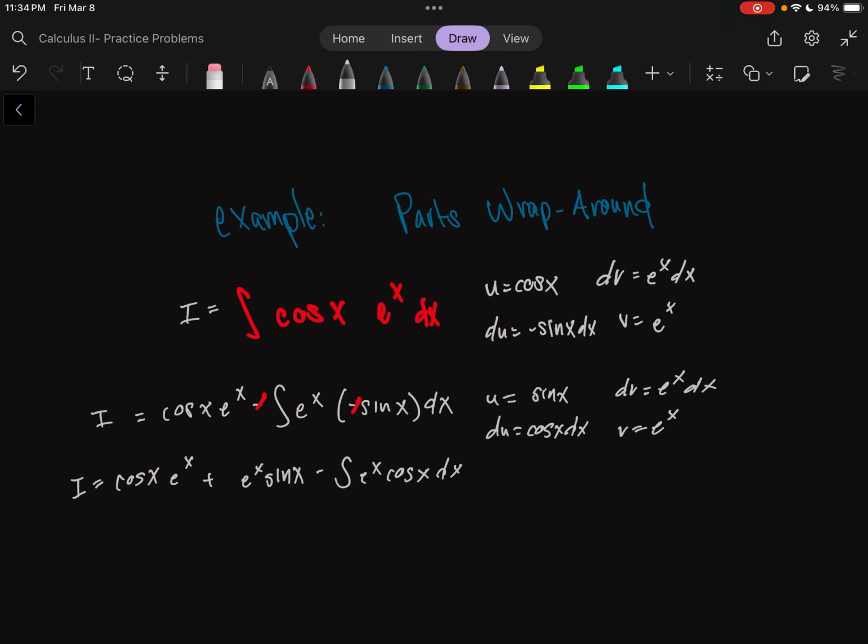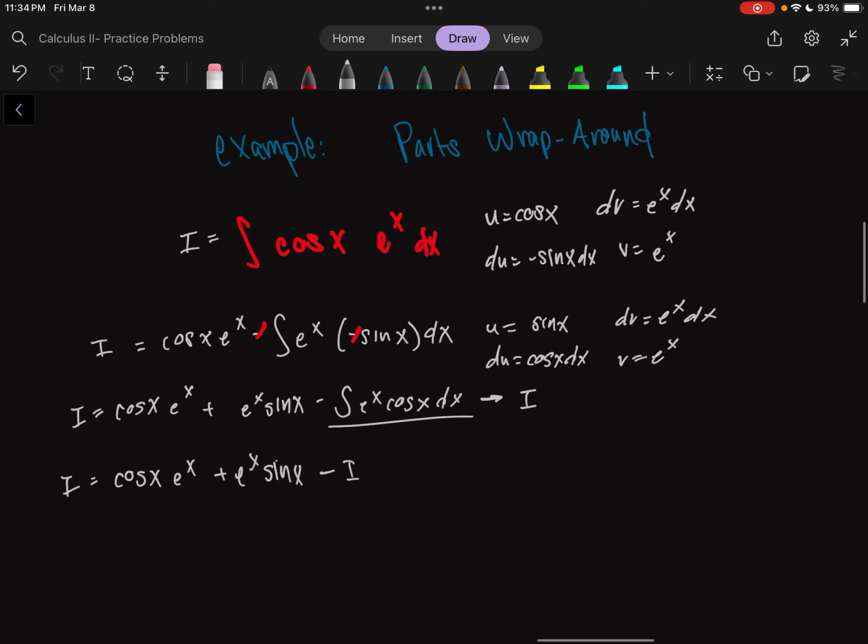Does this integral right here look familiar to you? It's what we started with. That's why we call it a parts wraparound problem. And we had already said that that integral is equal to I, right? So now we have I equaling cosine x e to the x plus e to the x sine x minus I. So a little bit of algebra here. We can add the I to the other side. 2I equals e to the x cosine x plus e to the x sine x.